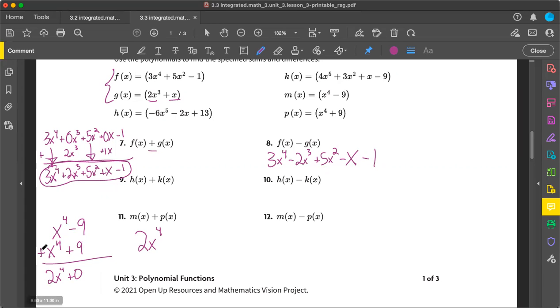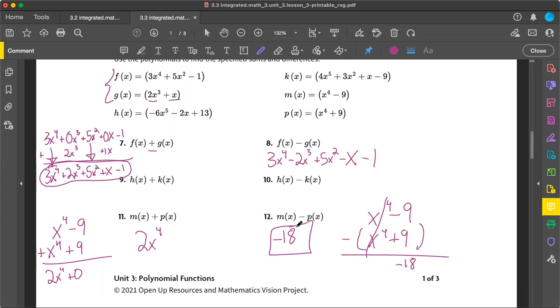However, if you deduct all of this, so maybe rewrite this one, still m of x first, and you're now subtracting this p of x, so x to the fourth plus 9. So these are going to cancel. Negative 9 minus 9 is going to get you to negative 18. So boom, your answer is negative 18. Peachy, simple enough. What else do we got?